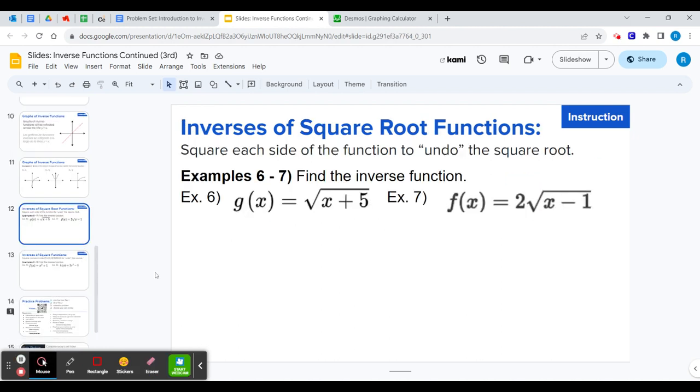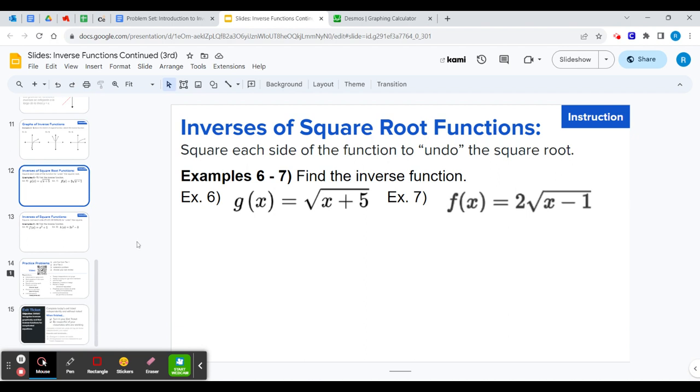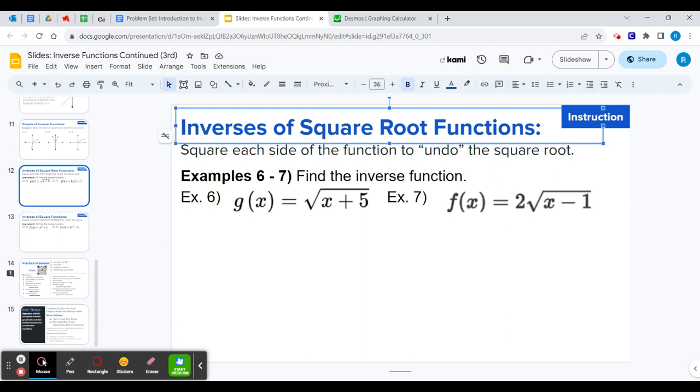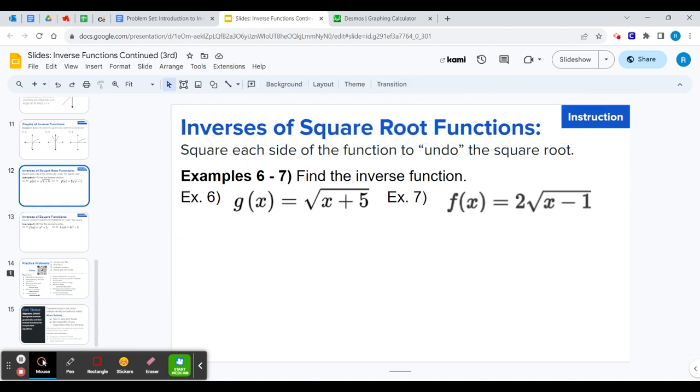So the other thing we want to do today is build our understanding of inverses and find some more complex inverse functions. The first case that we're going to explore is finding the inverse of a square root function. There's not too much complicated with this other than applying that idea of undoing a square root by squaring, just like we did when we were solving square root equations or solving radical equations.